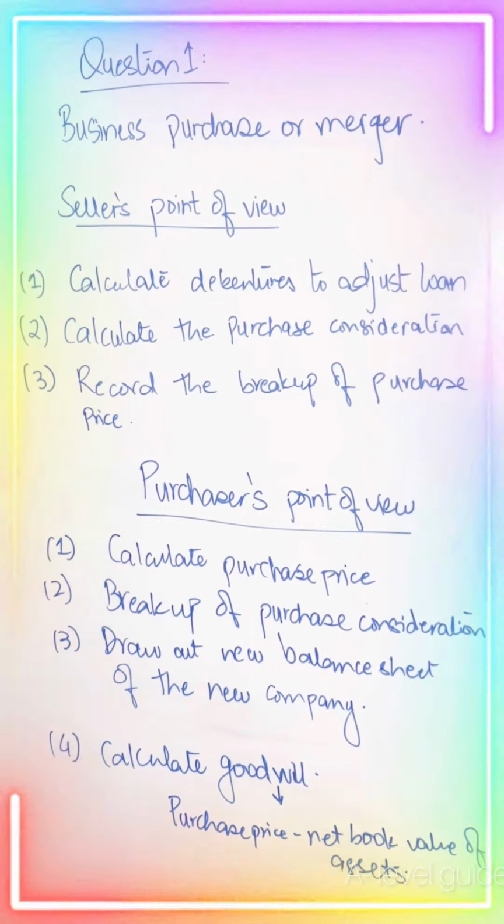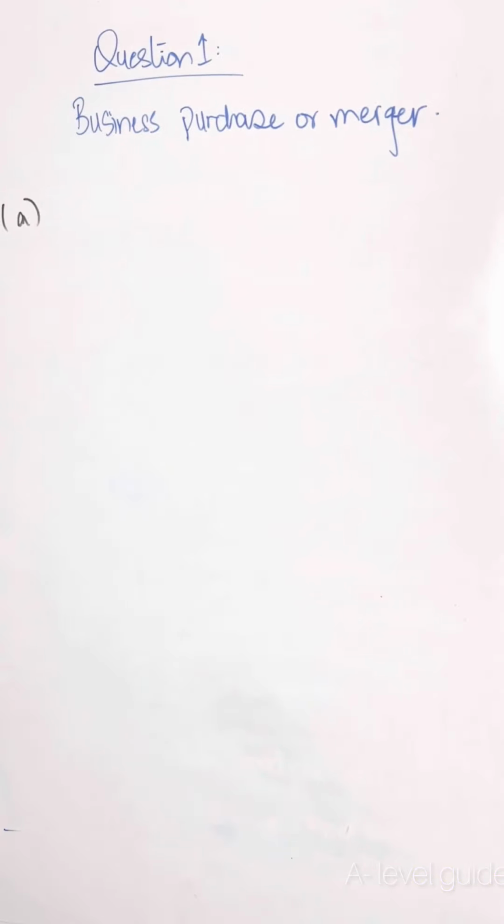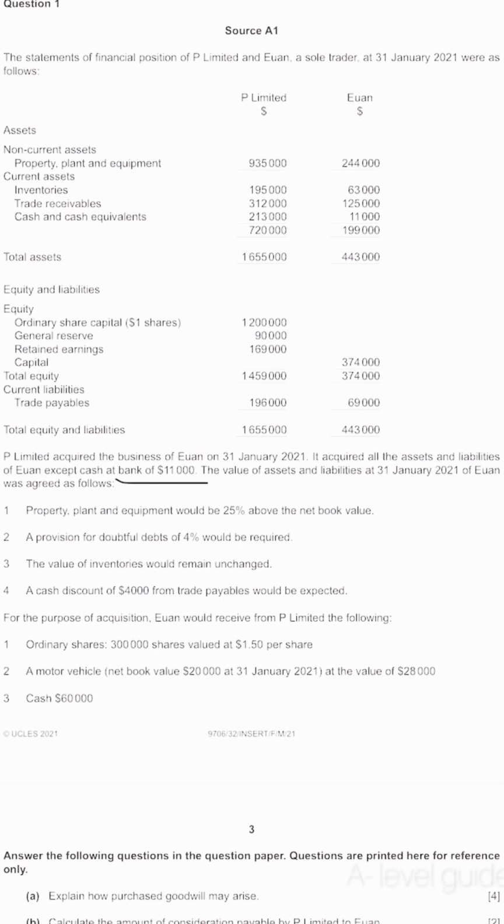Now we'll look at the question and understand it, and let's solve it. Here is the question number 1, which is related to P Limited, a company that has taken over a sole trader business. So first of all the assets and the liabilities, a full-fledged balance sheet is given to you of both the businesses basically. So they acquired all the assets on 31st January 2021 except the cash at bank, which is 11,000. These are a few things that you need to underline when you're doing the question.